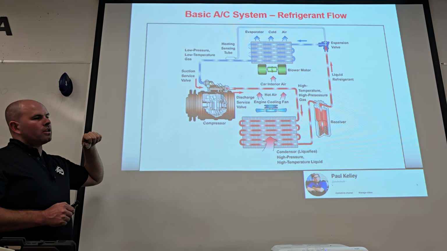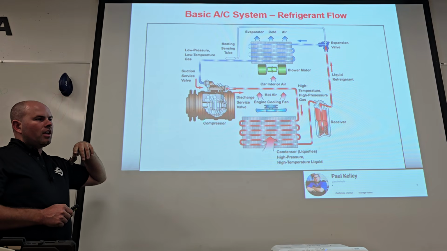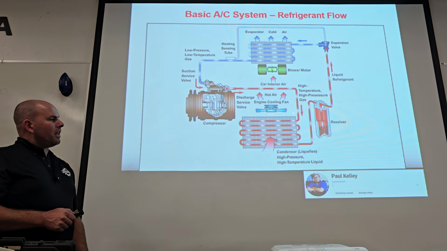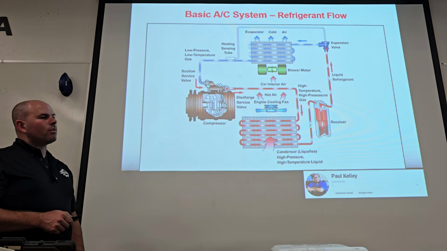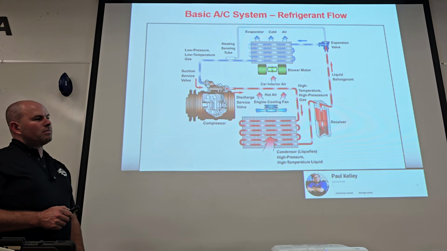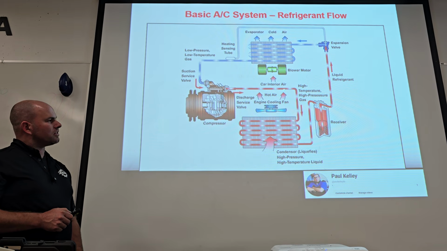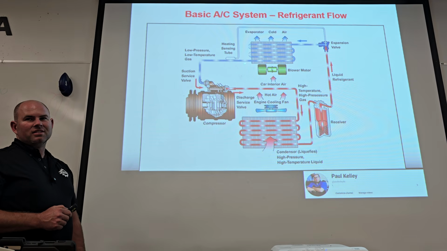Low pressure gas goes into the compressor. What's the compressor do? Makes it a high pressure gas. Condenser makes it a high pressure liquid. Restriction makes it a low pressure liquid. Evaporator makes it a low pressure gas. Compressor takes the low pressure gas, makes it a high pressure gas. Condenser takes that high pressure gas, makes it a high pressure liquid. Restriction makes it a low pressure liquid. Evaporator makes it a low pressure gas.